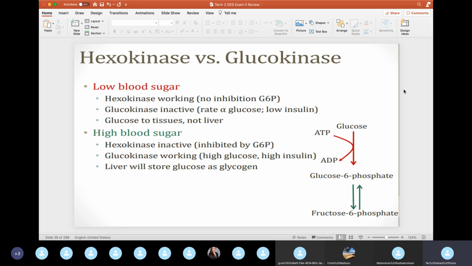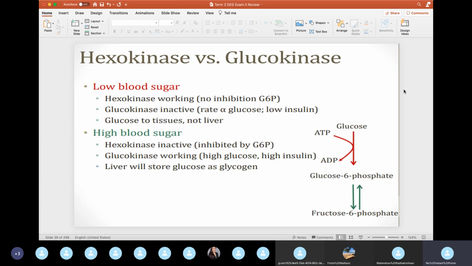Okay, so hexokinase can be seen in skeletal muscle, right? Glucokinase can be seen in the liver and the pancreas, okay? Hexokinase, as someone has said, has a lower Km and lower Vmax. Therefore, at fasting glucose levels, remember, low blood sugar, hexokinase is at Vmax. Glucokinase has a high Km and high Vmax.